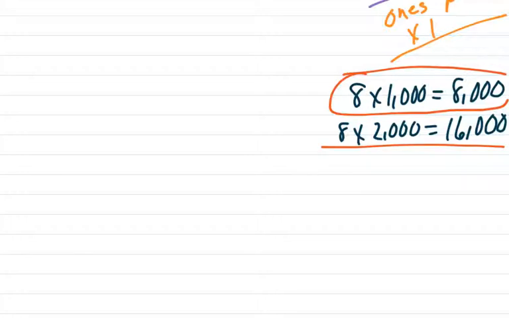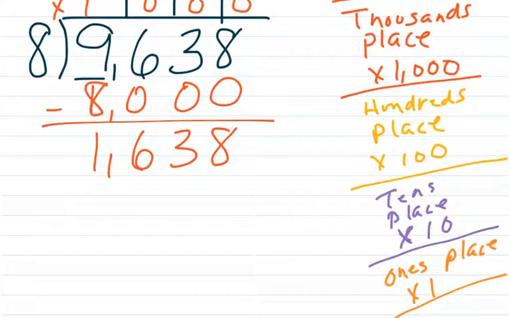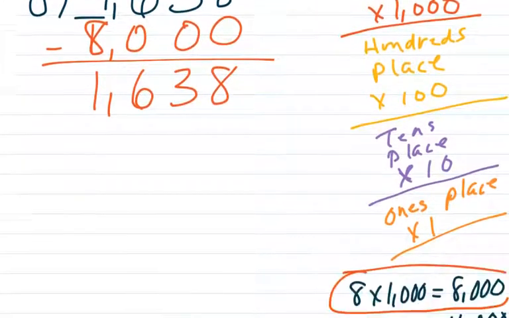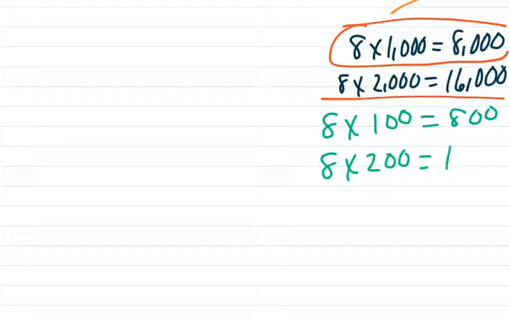Let me change colors here. Now I'm doing 8 times 100, right? So 8 times 100 is 800. And remember what I'm trying to get close to. I'm trying to get close to 1,638. So I know that 8 times 100 is going to be a little bit too short. So let me try 8 times 200. That's going to give me 1,600.